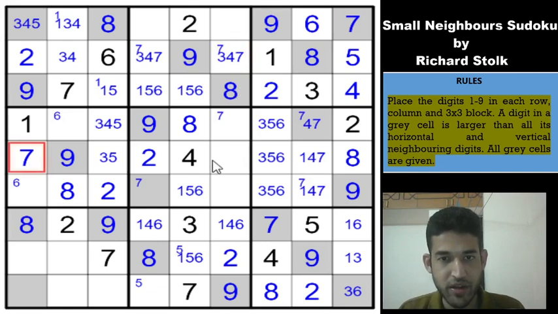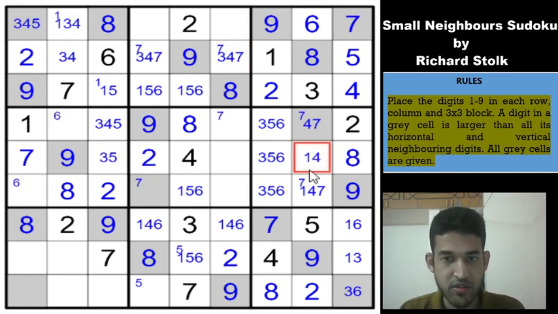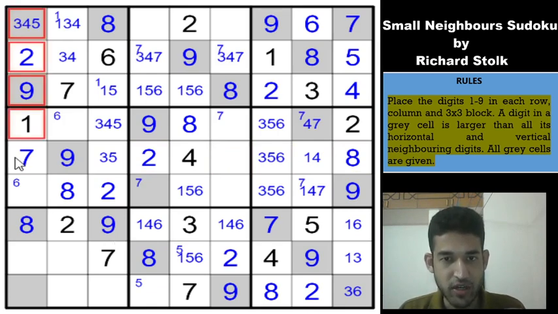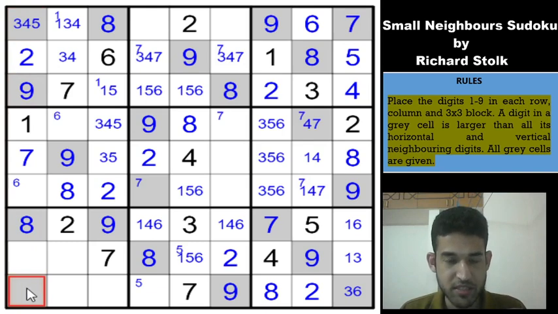Okay, you have a 7 here, right? So this is not a 7. 2, 4, 8, 7 and 9. So this must be 1, 3, 5 and 6. Okay, too many possibilities. Let us look at column 1, guys, because this gray cell seems interesting.